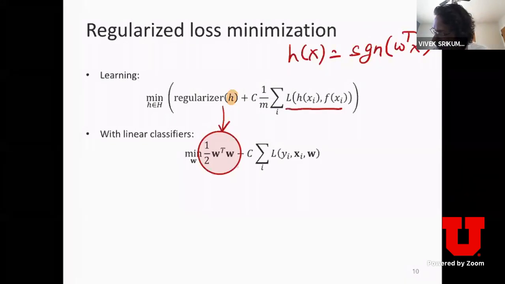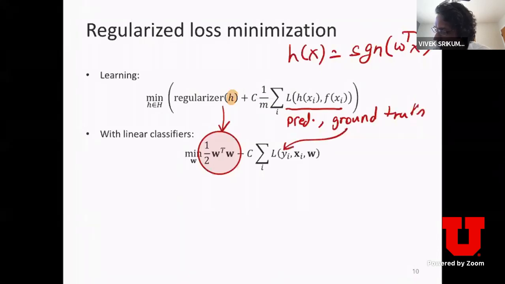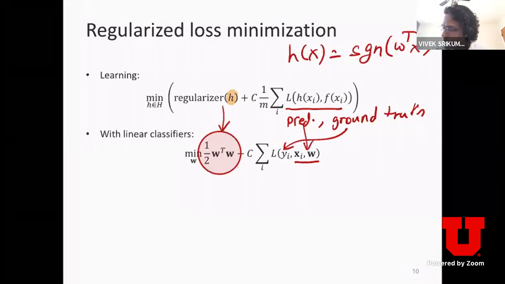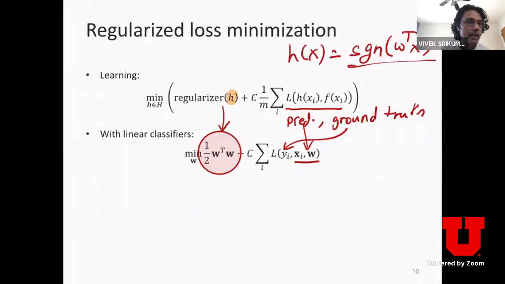The second term, the loss: I have rewritten this function. In the original case, I had the loss of the prediction and the ground truth. I moved the ground truth here, and I have given both the example and the weights. Using them, you can construct the prediction using this rule. So the loss is a function of the true label yi, the example xi, and the weight vector w.